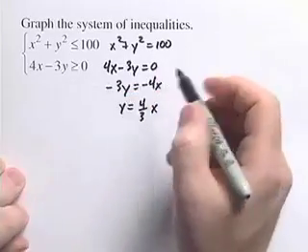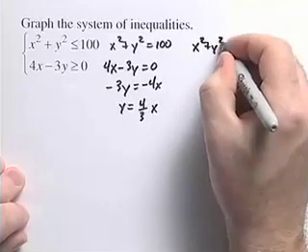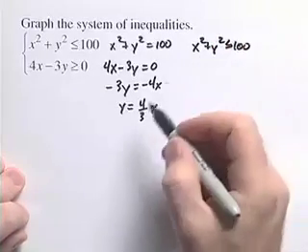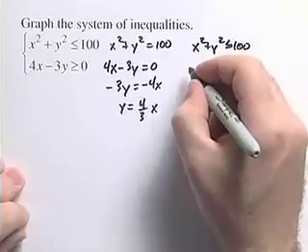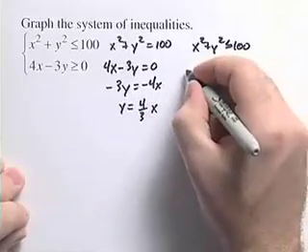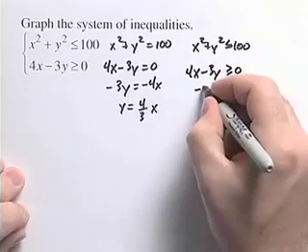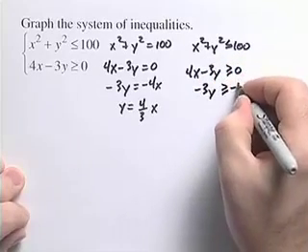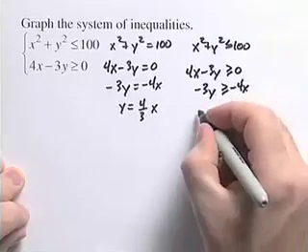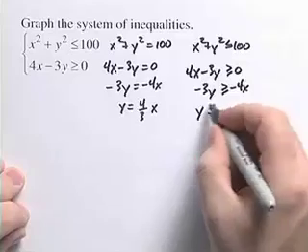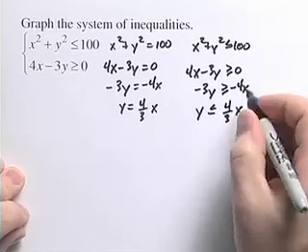Now with our inequality, we really want x squared plus y squared less than or equal to 100. And for our linear inequality here, if we solve it the same way we did with the equation, 4x minus 3y greater than or equal to 0, negative 3y is greater than or equal to negative 4x. And if we divide both sides by negative 3, we have to switch the direction of our inequality. And so we're really looking to graph the inequality y is less than or equal to 4/3 x.